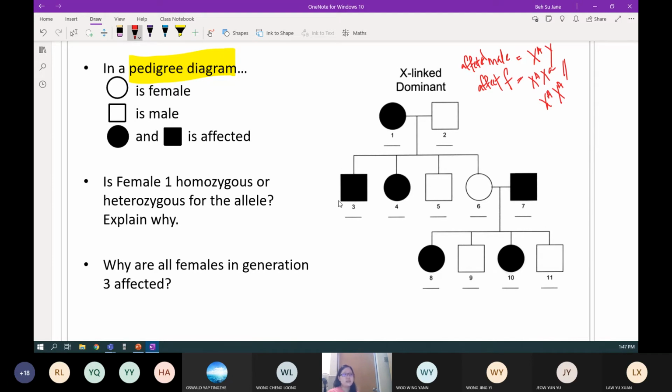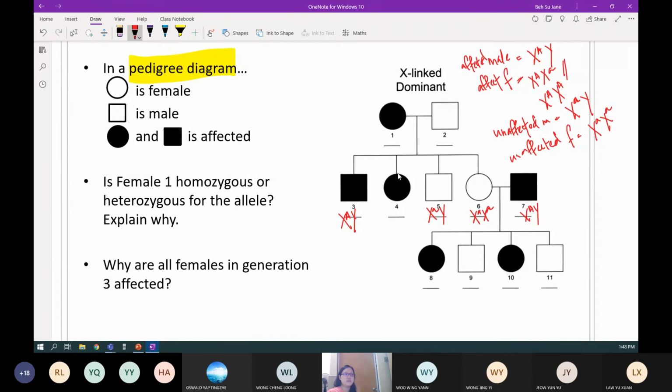We can write the ones that we know first. Males that are affected, definitely X big A, Y. Now we can see here that there are individuals that are unaffected. This is an unaffected male, which is definitely going to be like this, must have a recessive allele. Unaffected female is definitely going to be homozygous recessive for the allele, because again, it's X-linked dominant. The disease is carried by an X-linked dominant allele. So there is an unaffected male, X small a, Y, for sure, confirmed. This female here, definitely homozygous recessive.